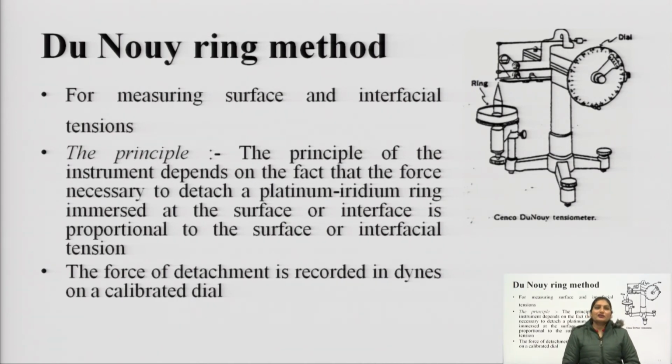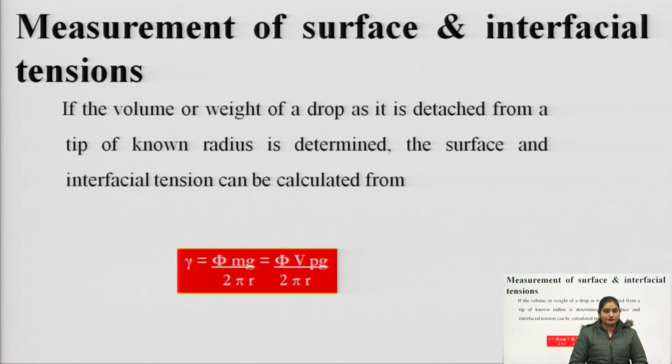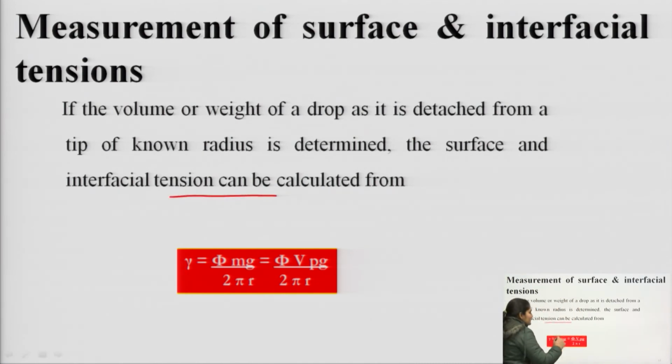What is the principle of the du Nouy ring method? The principle of this method depends on the fact that the force necessary to detach a platinum iridium ring immersed at the surface or interface is proportional to the surface or interfacial tension, and this force of detachment is recorded in dynes on a calibrated dial. Okay. If the volume or weight of the drop as it is detached from the tip of known radius is determined, then the surface and interfacial tension is calculated with the help of this formula.